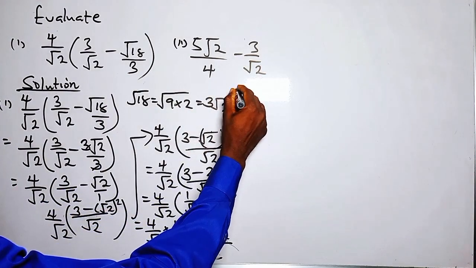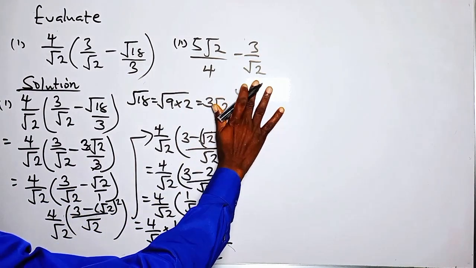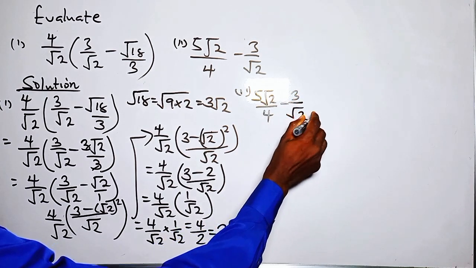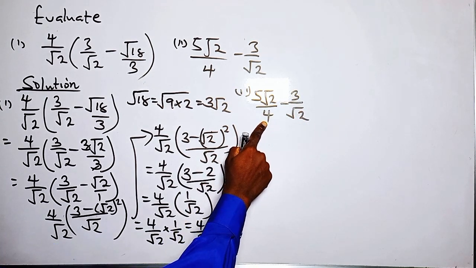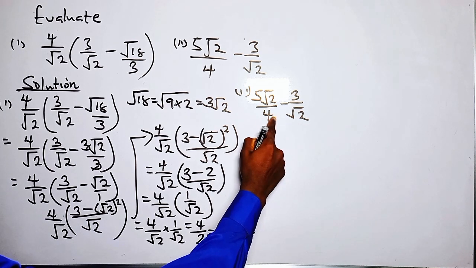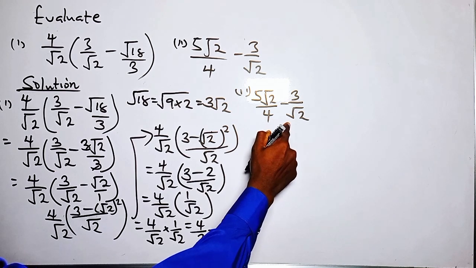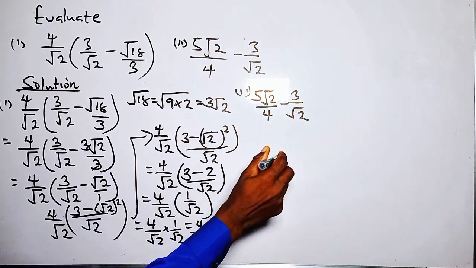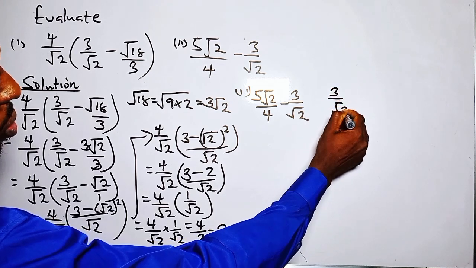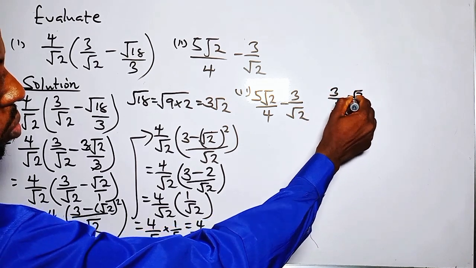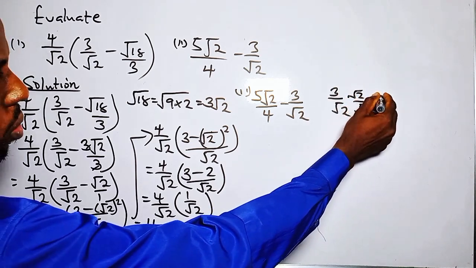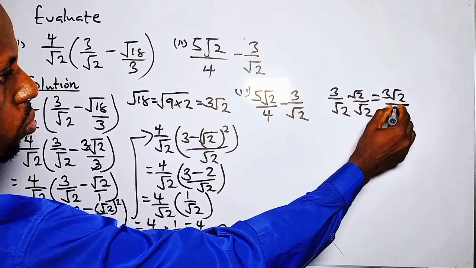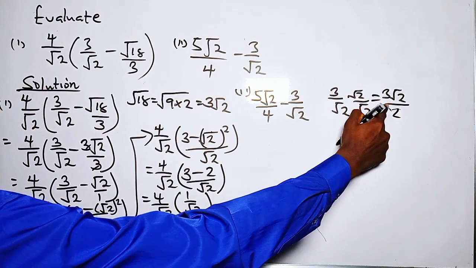So for the second one, we have 5 root 2 over 4 minus 3 over root 2. When we look at this, we have 4 as one denominator and root 2 as the other. So let's make these two denominators equal. We have to work with 3 over root 2 and make 4 the denominator. So how do we do that? For 3 over root 2, when we rationalize, we multiply by root 2 over root 2, so we have 3 root 2 over, root 2 times root 2 is 2.